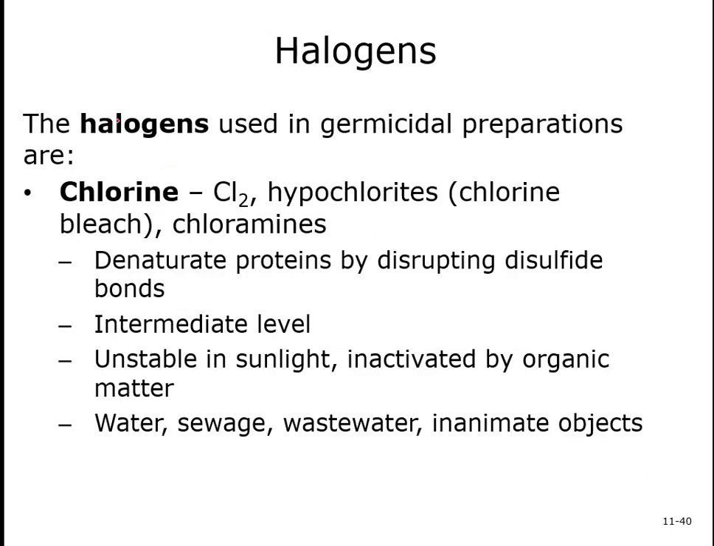So the first group are the halogens. An example of halogen is chlorine, such as bleach. Chlorine will actually denature proteins by disrupting disulfide bonds in the amino acids of the proteins. It's intermediate level. We use it a lot for wastewater treatment. Like the final step in water treatment is to chlorinate the water before it goes into our public drinking supplies. It's a disinfectant, so you can only use it on inanimate objects. It's not safe for human skin.